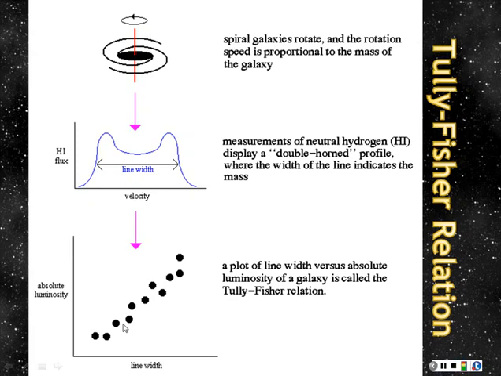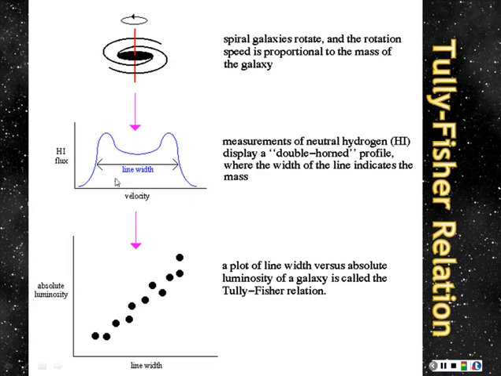Now, the reason behind this has to do with the fact that the more mass you have, the faster you can spin, and the more mass you have, the brighter you're going to be, because mass is what gives you the stars, and the stars are what give you the luminosity. So there's a fairly simple understanding of it. But even without an understanding, this is an empirical law that this width is correlated with the absolute brightness. So we have another standard candle.